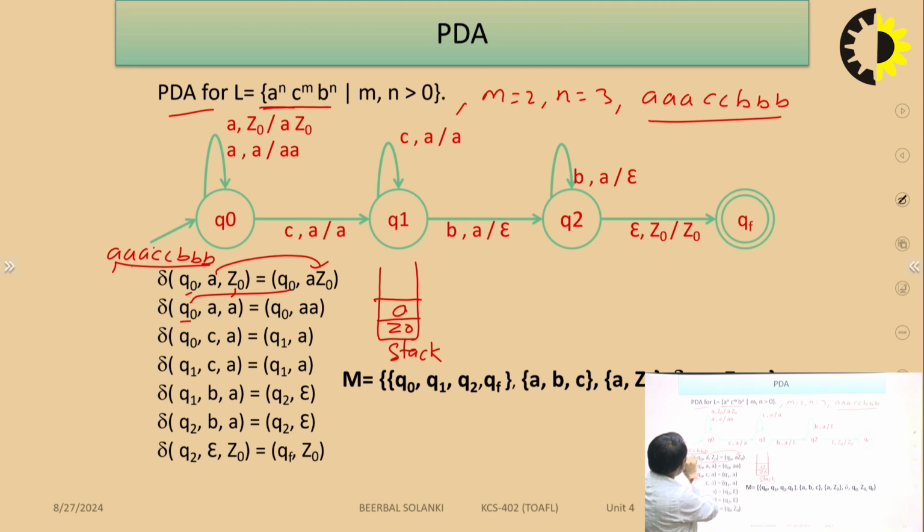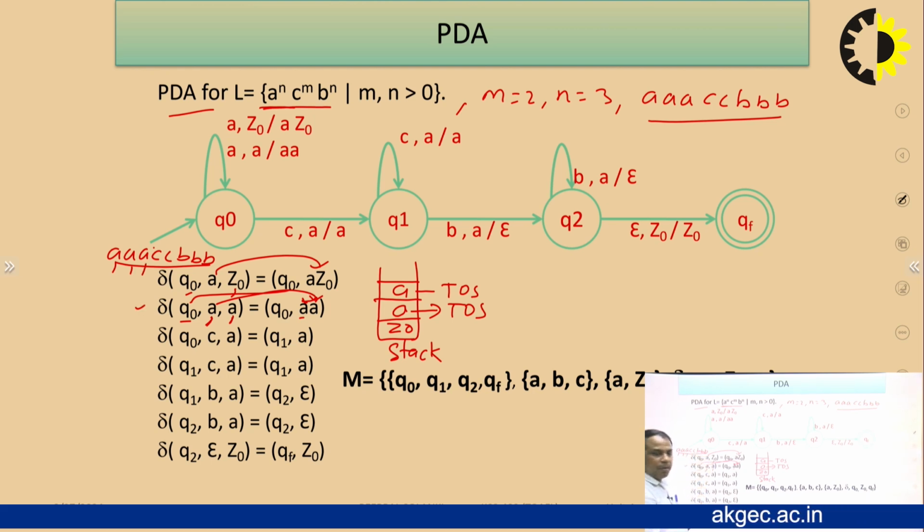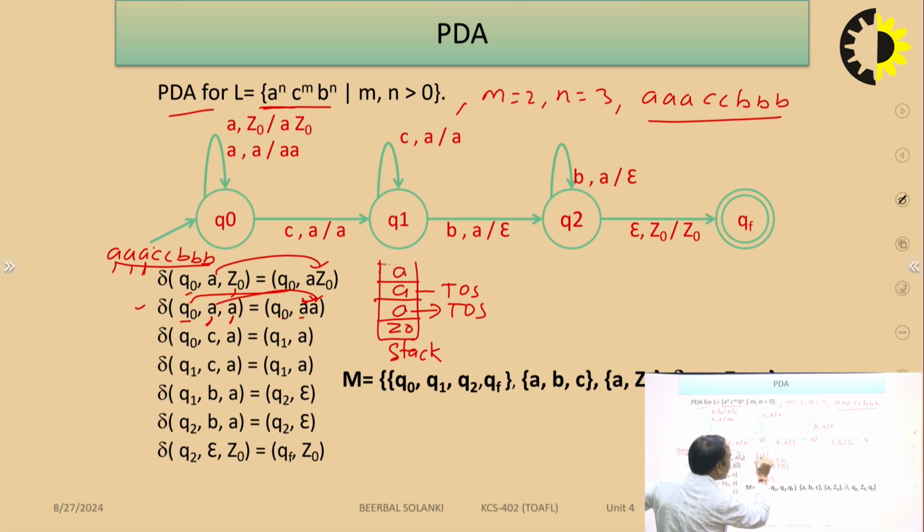The state will be the same, and again read the alphabet a, top of stack is a, and input alphabet a. What will we do? We simply insert the a into the top of stack. Insert kar diya. Top of stack is here a. And again read a. The same transition function will be executed. State will be same, input alphabet a, top of stack a, and the state will be same and inserted here.